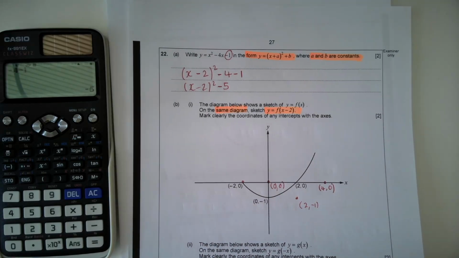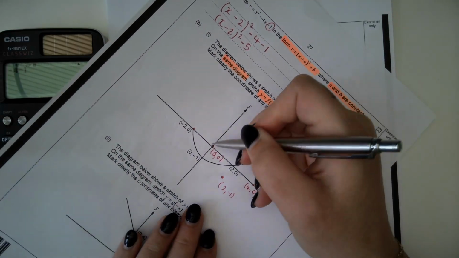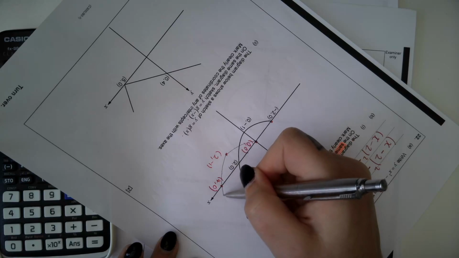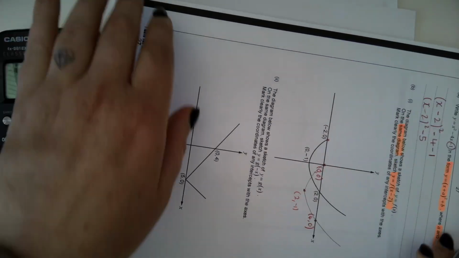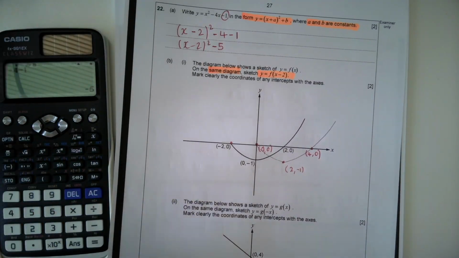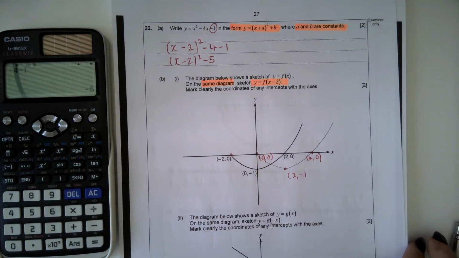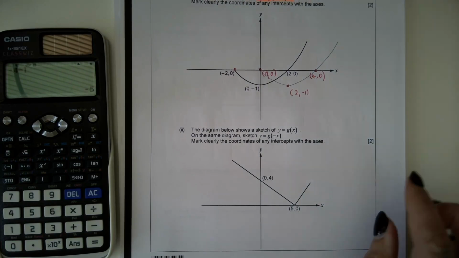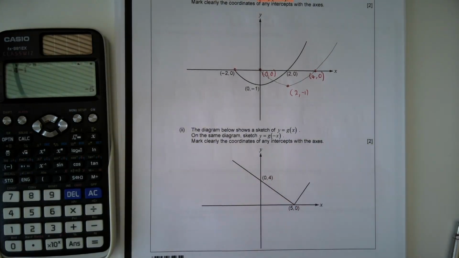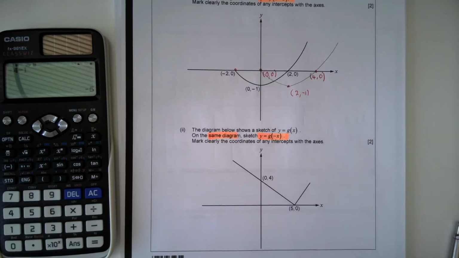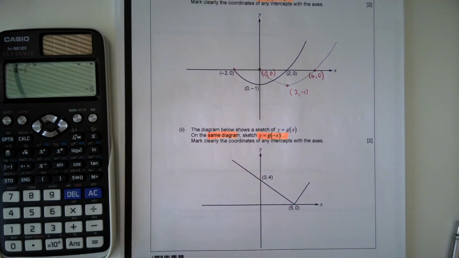And then we're going to draw, as best as we can, our curve through those points. So that is that first transformation done. Okay, the next part. The diagram below shows a sketch of y equals g(x). On the same diagram, sketch y equals g(-x). Mark clearly any coordinates of intercepts with the axes.